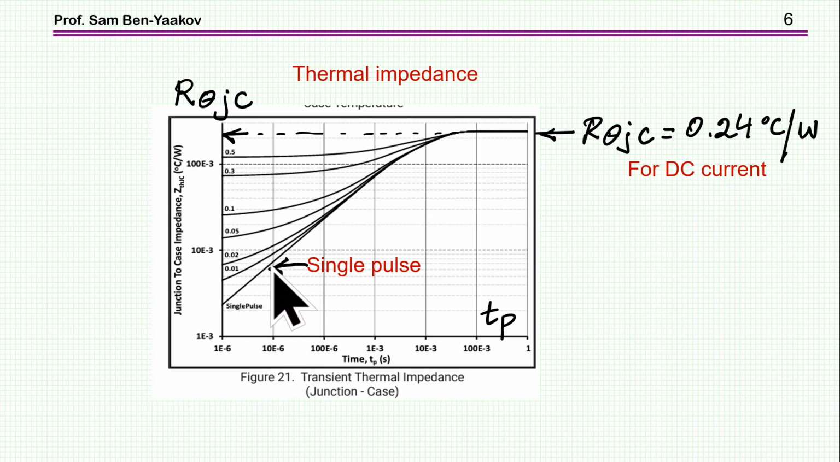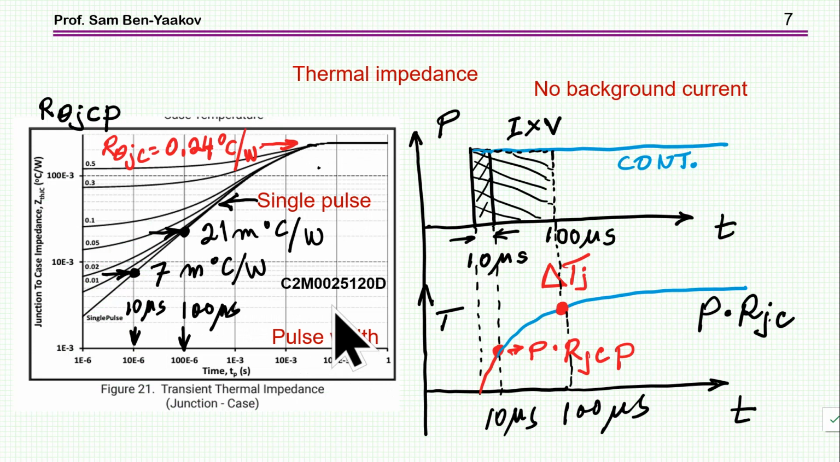So this is this curve here. We'll talk about these later on. So let's have a look. What is the meaning of this single pulse line, or curve here, okay? So let's assume that we have a pulse of power injected into the transistor, okay? This is the pulse, 100 microsecond width, and there is a certain height for the power.